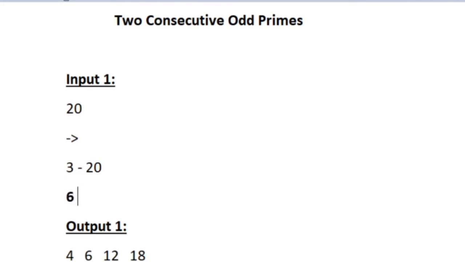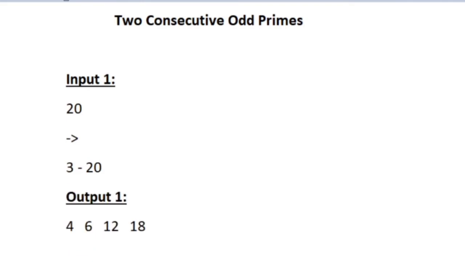So the next integer is 6. So the previous integer for 6 is 5 and the next integer is 7. So the integers 5 and 7 are consecutive odd integers and they are also prime numbers. So both the integers 5 and 7 are odd. So we can print this integer 6 in our output. So in our output also we are printing this integer 6.